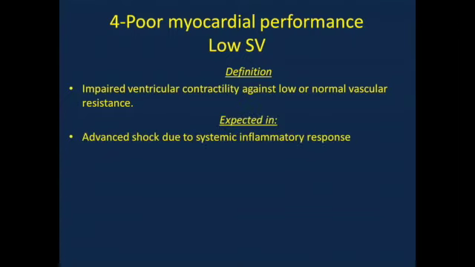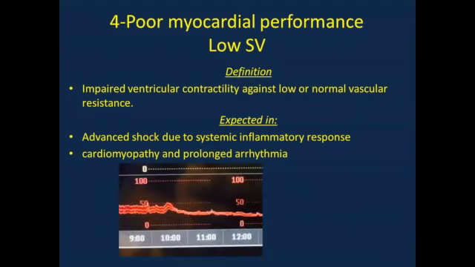Expected in advanced shock due to systemic inflammatory response. If you have almost irreversible shock at the end, the heart might decompensate, as well as the entire cardiovascular system. Cardiomyopathy and prolonged arrhythmia. Resistance should be normal or low in this condition. Typically in this condition, you have everything low: decreased systole, decreased diastole, normal pulse pressure. Again, echo in this situation is highly recommended.